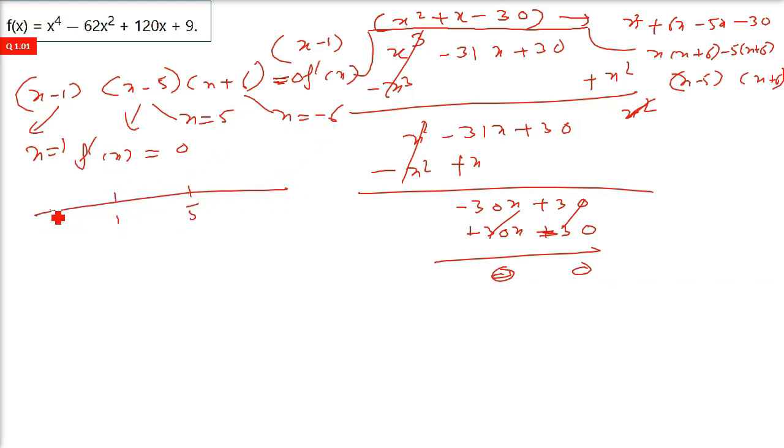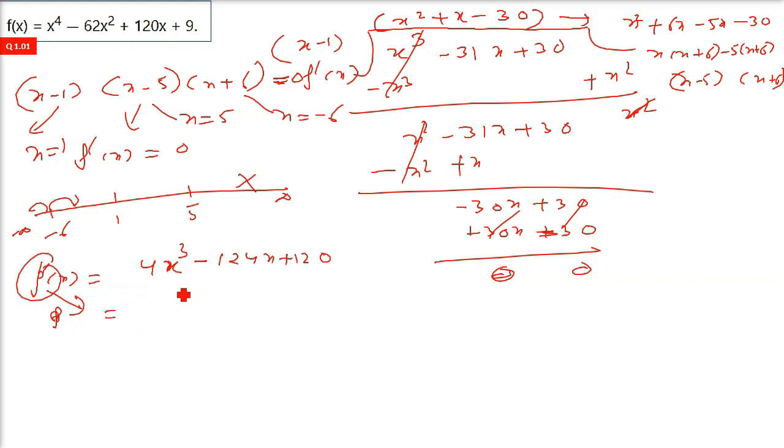Now we'll place these values. Normally we would place these values on the number line in the earlier versions. We'll take the values on the left and the right, put the proper values, find out the sign, check for the change in the sign, and then say whether it is local minima or local maxima. But here we will double differentiate it. If you remember, this was our first differentiation. I am going to differentiate this 4x cube minus 124x plus 120 again. It will give you 12x square minus 124.